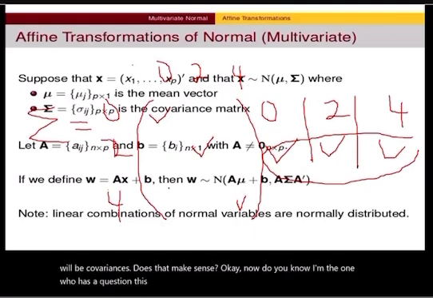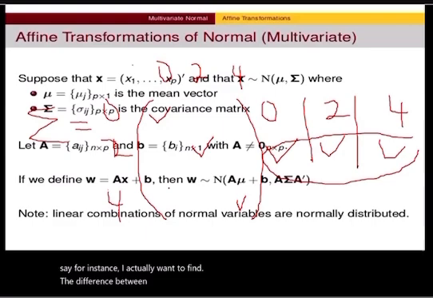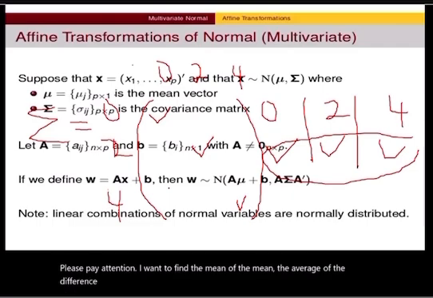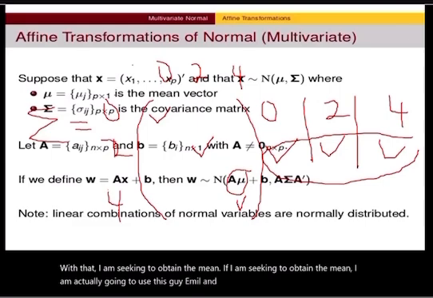Now I may want to ask a question. This is where affine transformation is going to come in. Let's say, for instance, I want to find the difference between the cholesterol level on day 0 and after 2 days. Please pay attention. I want to find the mean of the difference between the cholesterol level on day 0 and after 2 days. With that, I'm seeking to obtain the mean, so I'm going to use A mu. And in that regard, my A is a constant. Please pay attention, my A is a constant.